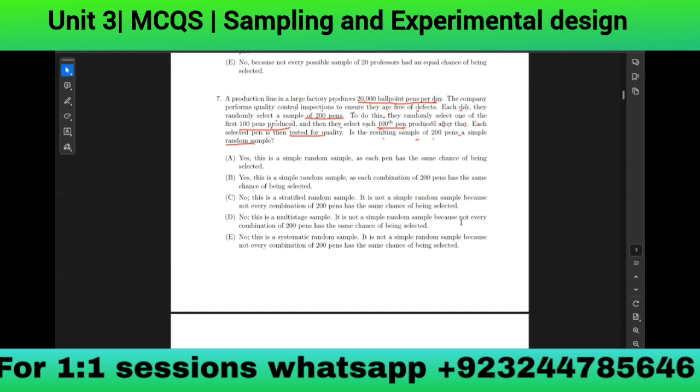Option B. Yeah, no. Now tell me, what is the meaning of simple random sample? I told you simple random sample means that we are randomly going to select any number. And in this example, we are not selecting the numbers randomly. Are we selecting the numbers randomly? No. They said to do this, they randomly select one of the first 100 pens produced and then they select each 100th pen produced after that. So this line is important. This line will tell you which sampling is used over here. We are not using simple random sample. I have given you the hint that simple random sample is not used.